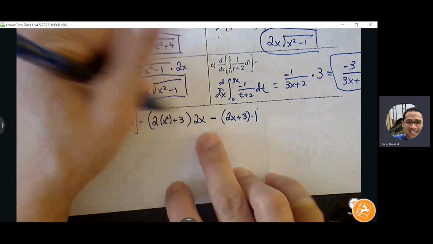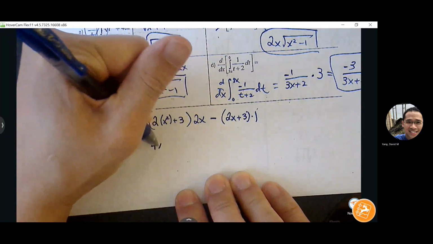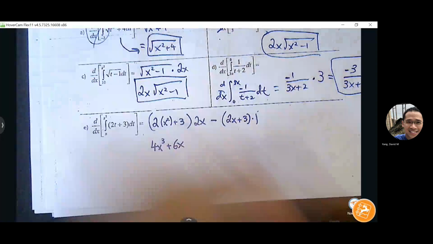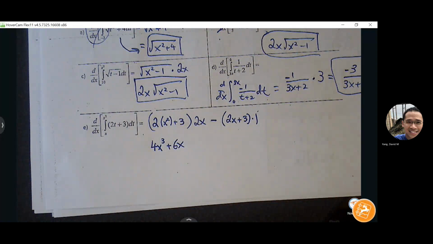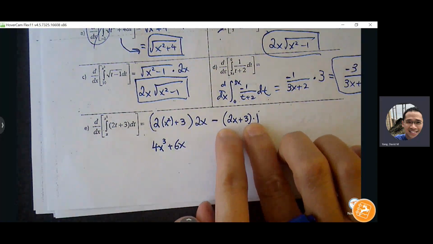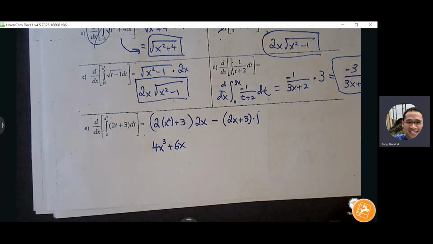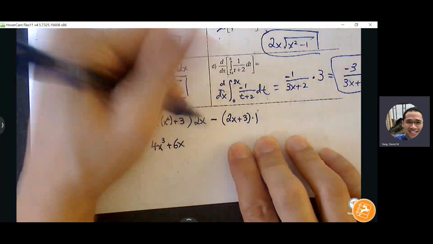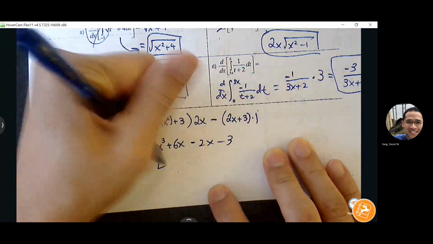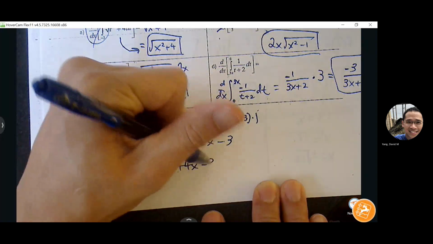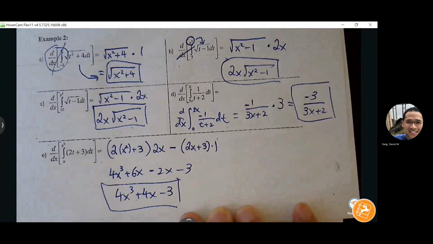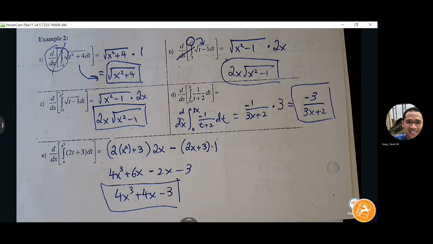So do some cleanup here, distribute that 2x through. Careful, this minus sign is going to impact both my expressions, so we always want to get into the habit of putting parentheses after a minus sign anytime we have an integral or anything related to integral notation or definite integrals. Okay, any questions there?